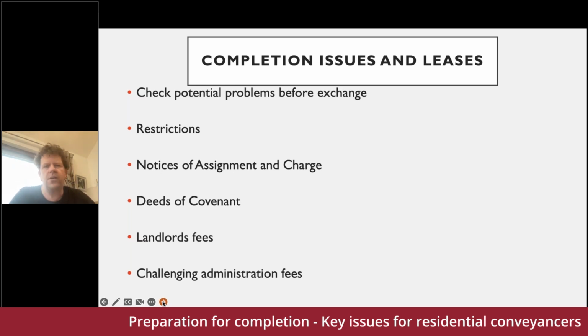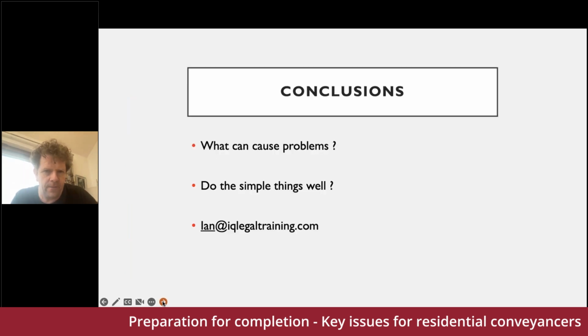certificates. With regard to notices of assignment and charge, the fee that the landlord charges is an administration fee and therefore is subject to a test of reasonableness. Fees for deeds of covenant are also administration fees that again are subject to the issue of reasonableness. So landlord's fees can be challenged, and I think that's under application to first tier tribunal under the Landlord and Tenant Act 1985.